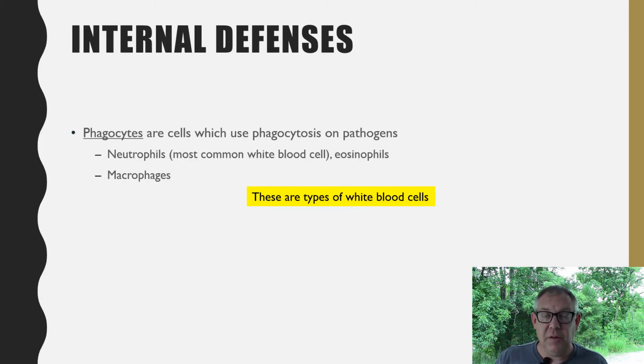And so neutrophils are a type of white blood cell. They're the most common type of white blood cell. That's one of their jobs. Eosinophils, they also are phagocytes. And then there's a different kind of white blood cell called a macrophage. So these are all types of white blood cells that do phagocytosis.